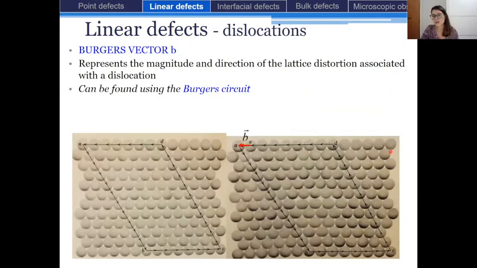So in order to understand this dislocation, we use a tool that is called the Burgers vector. In fact, it describes the magnitude and the direction of the lattice distortion associated with a dislocation. So in order to find and define the Burgers vector, we use the Burgers circuit. What it is, you will trace a circuit, a continuous line between the atoms that surround the dislocation.